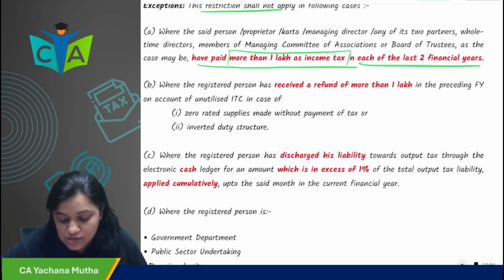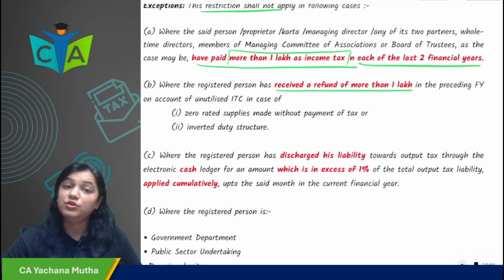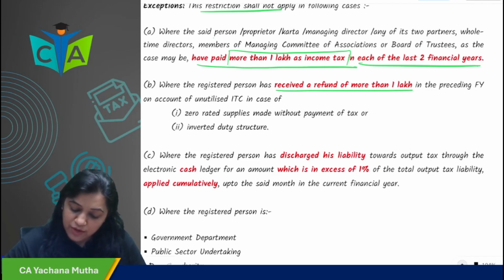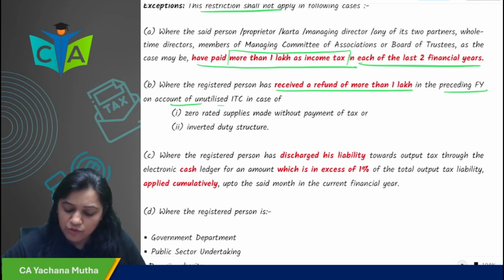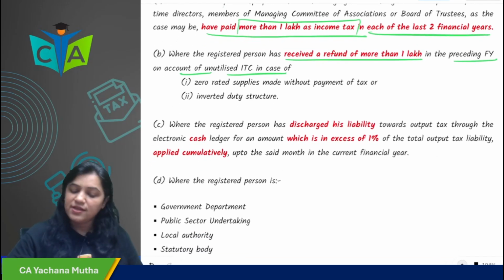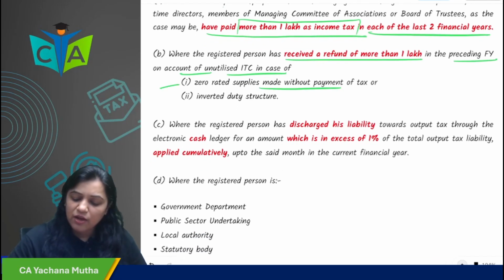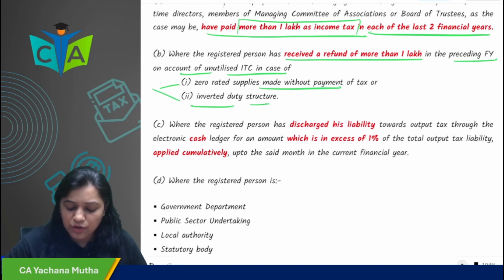Where you are a registered person and you have received a refund of more than 1 lakh in the last year on account of unutilized ITC in case of zero rated supply made without payment of tax, and inverted duty structure.